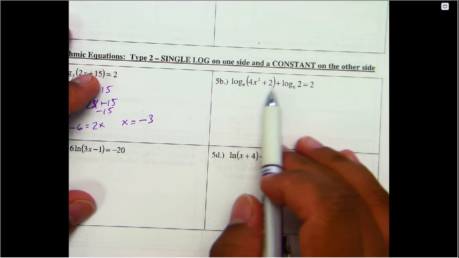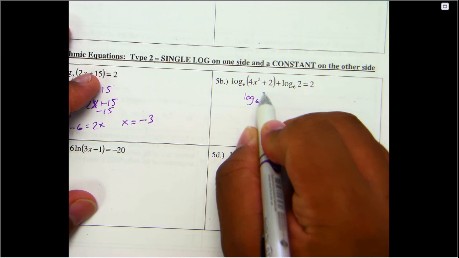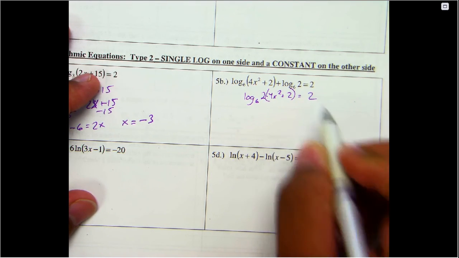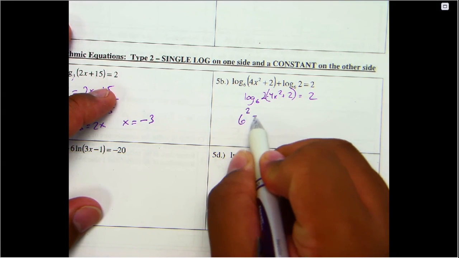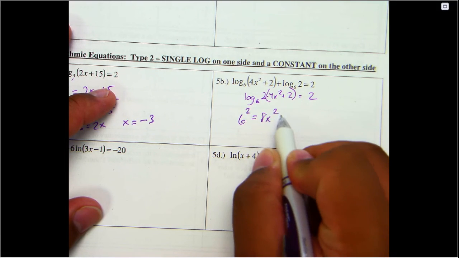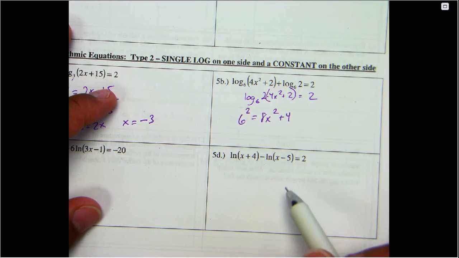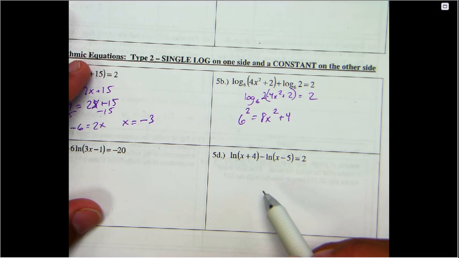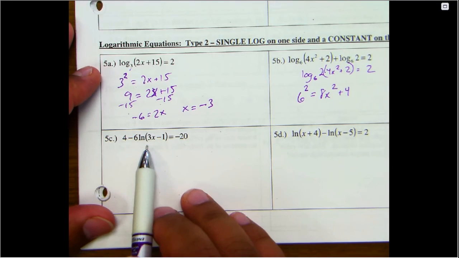This one, combine the logarithms first. And then we change it to exponential form. So 6 to the second equals 8x squared plus 4. Distribute the 2. And then just solve this. A lot of these are going to result in quadratics and stuff like that. But it shouldn't be too bad.